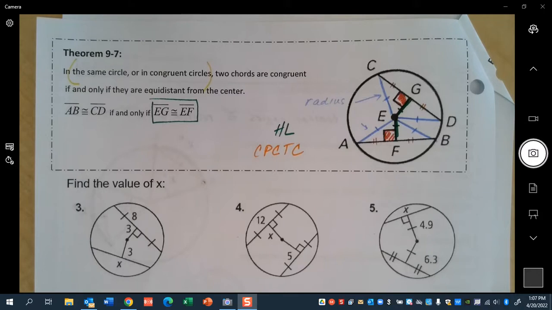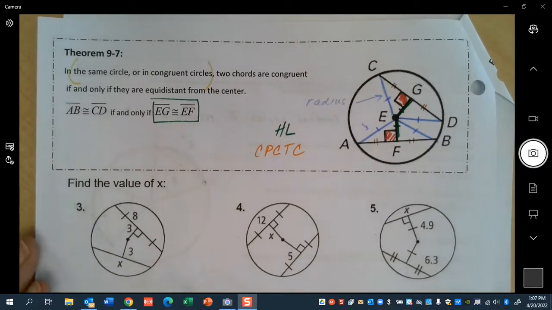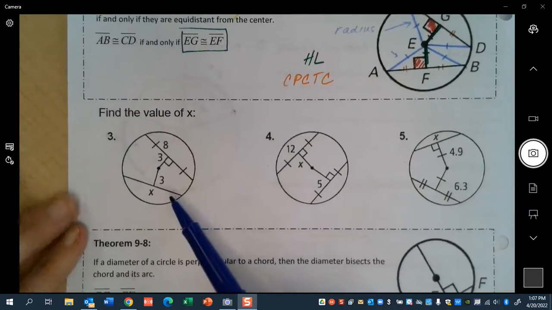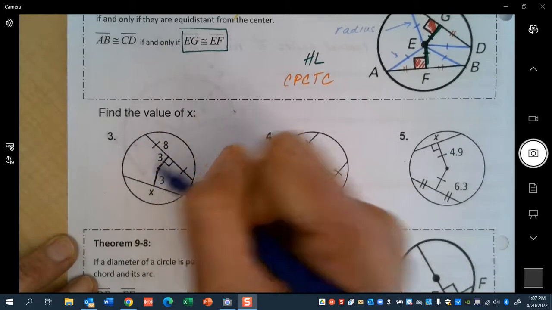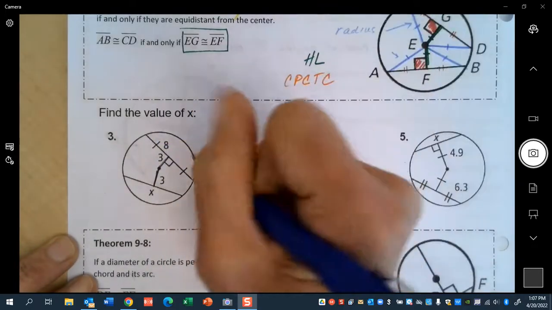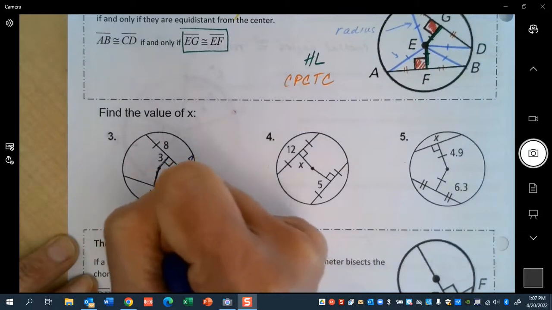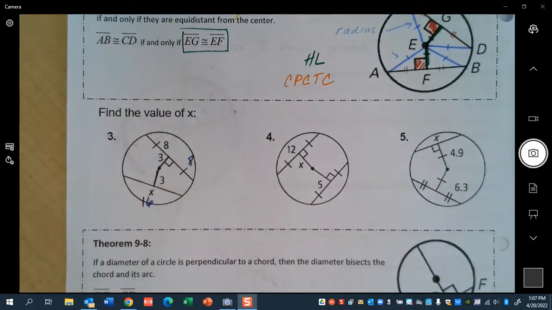Two chords are congruent if and only if they're equidistant from the center. So when we look at these problems real quick, if this is 3, and this is 3, and this guy's 8, this guy's 8, this guy is not a problem. You okay with that?